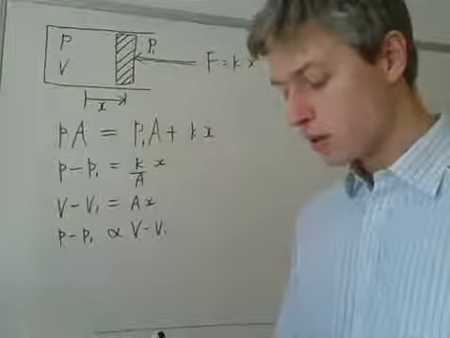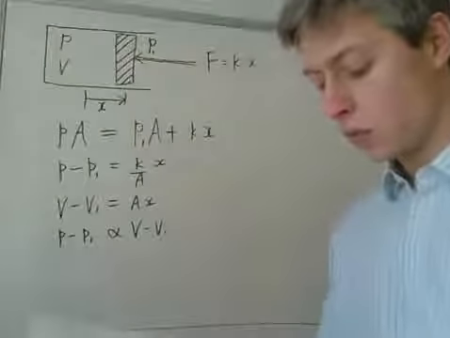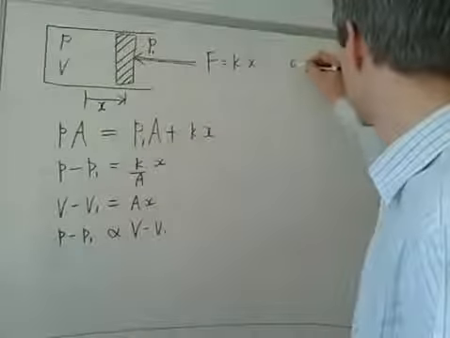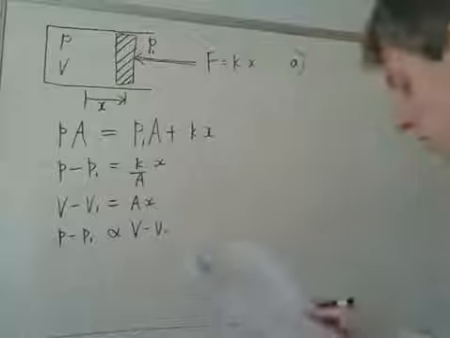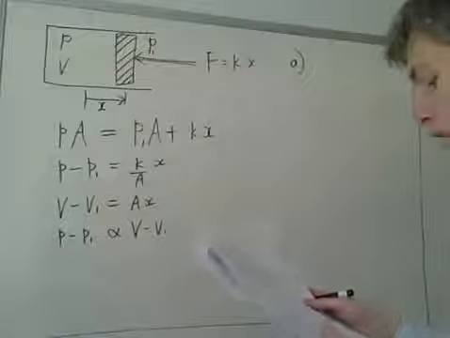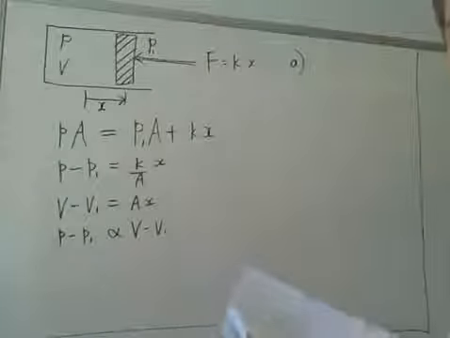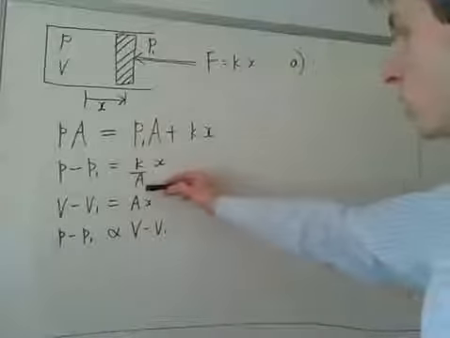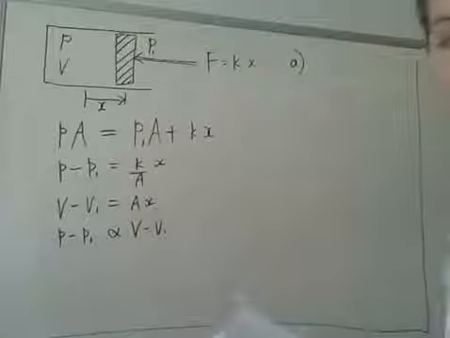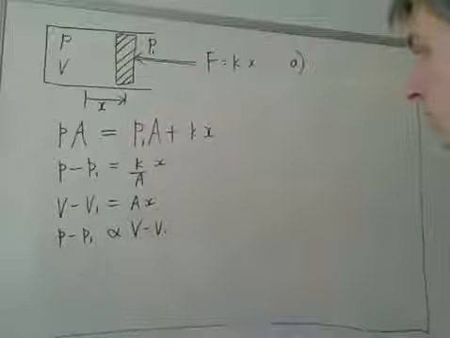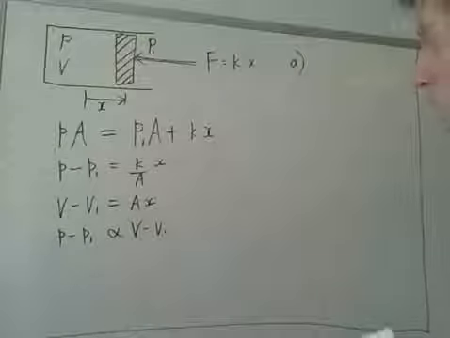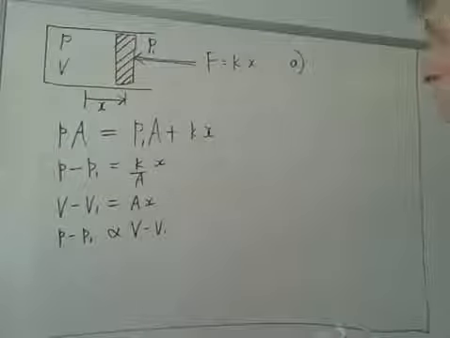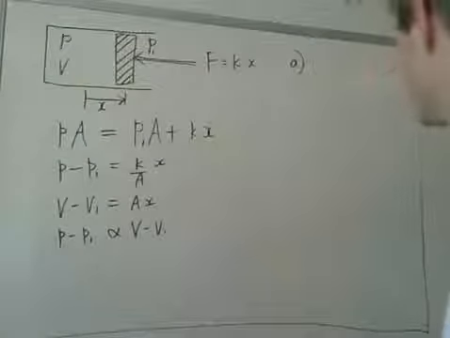Okay, so the next part of the question, there are two parts, we need to calculate the total work done. So part A, there are two ways to do this. Either we can integrate P dV, and in order to do that, we need to know the actual relationship between pressure and volume and x, or we can do it graphically. And here, I think it's more illustrative and a lot easier to do it graphically.